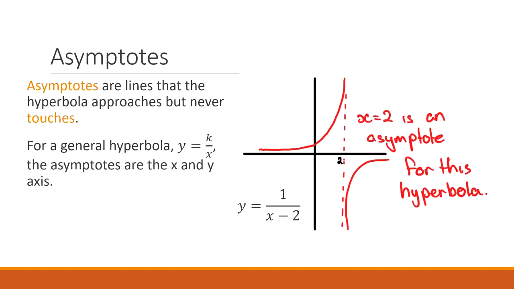So the asymptote is whatever the x value cannot be on the bottom. In this example, x cannot be 2, so our asymptote is at x equals 2, and it's a straight line going up.